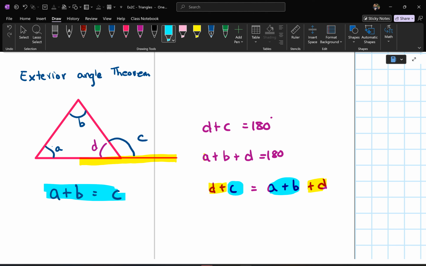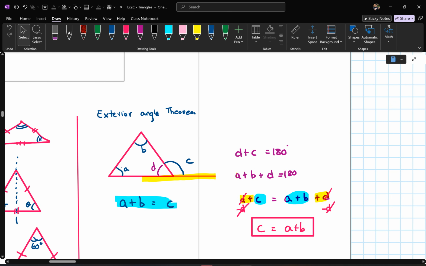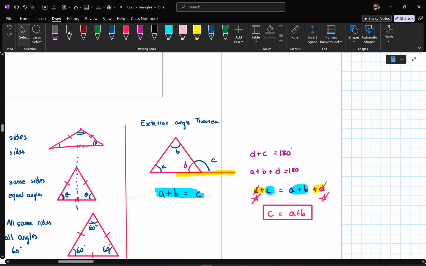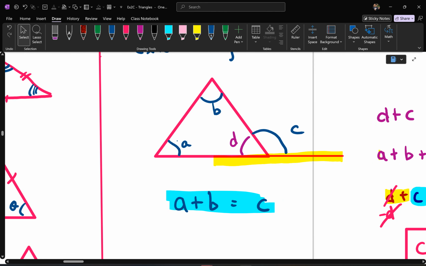Okay, or if you know some algebra, you can say minus D on the left, minus D on the right. That cancels out and you get C equals A plus B. That's only if you know a bit of algebra, but if you don't, there's a bit of logic that whatever D is, these two must be equal. So hence C equals A plus B. So that's the proof for the exterior angle theorem. But if you didn't understand that, that's okay. You just need to know when to use the rule. Let's do some examples now.